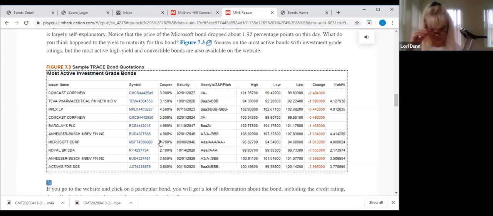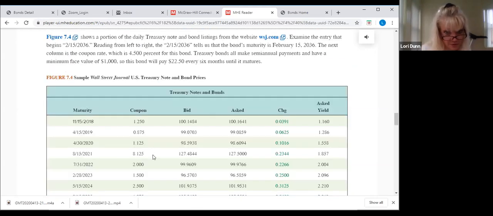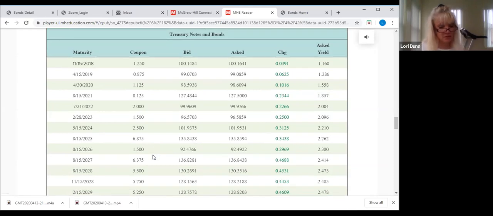Now, let's take a look at, that's corporate bonds. Now let's look at United States Treasury notes and bond prices. So this is quoted a little differently. So we have the maturity here, so then we can figure out how many years. The coupon, so that's what the interest rate is.